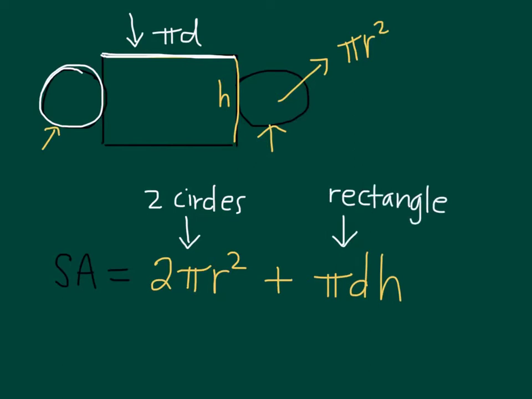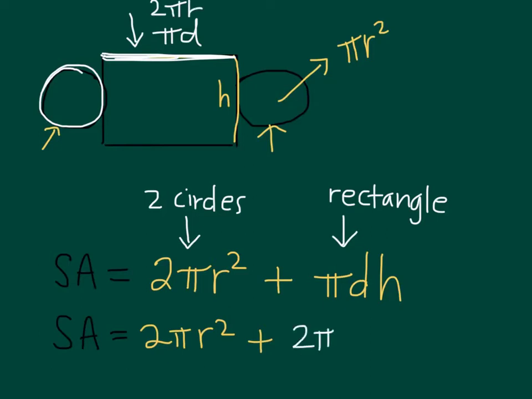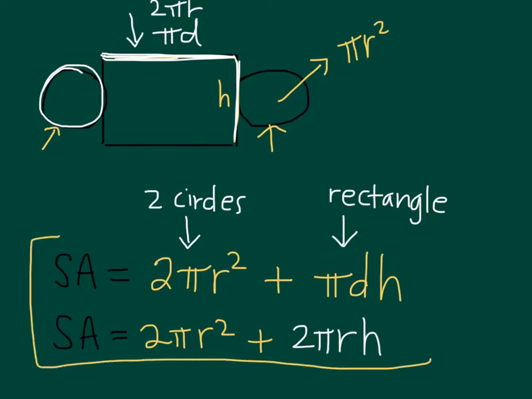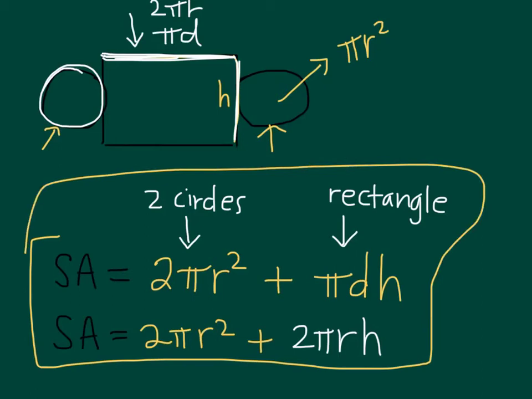Now, another way to write this, I want you to put this in your notes too, is like this. You can still have the 2 pi r squared, that's still the two circles, plus you can write this length up here as 2 pi r. That's another way to find circumference. So you can write it as 2 pi r times this other length times the height, and again, that gives you the area of the rectangle. So here is the surface area formula for a cylinder. Please make sure you have this in your notes.